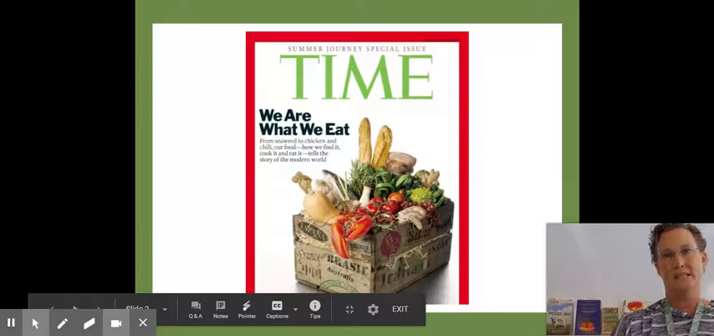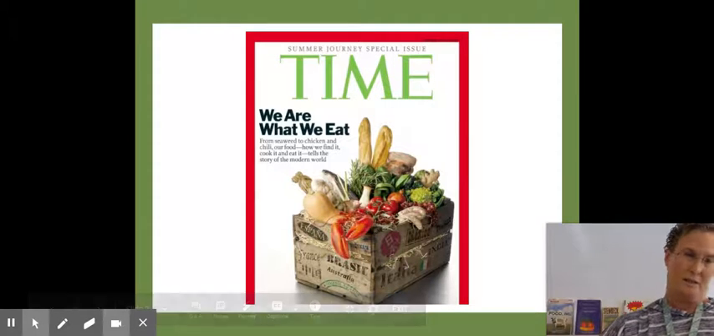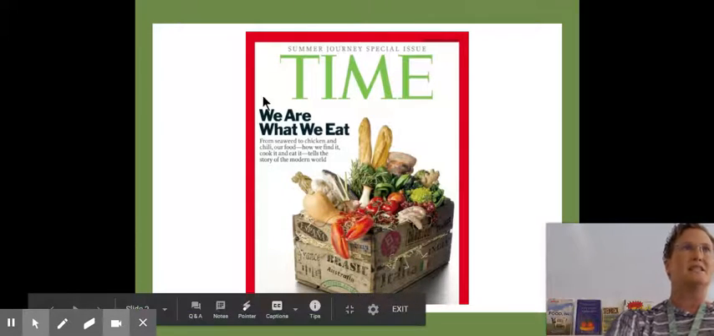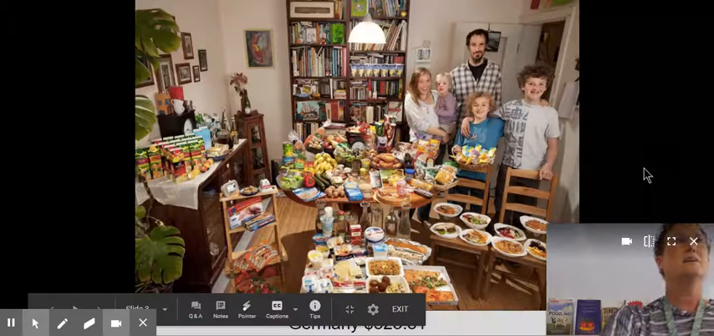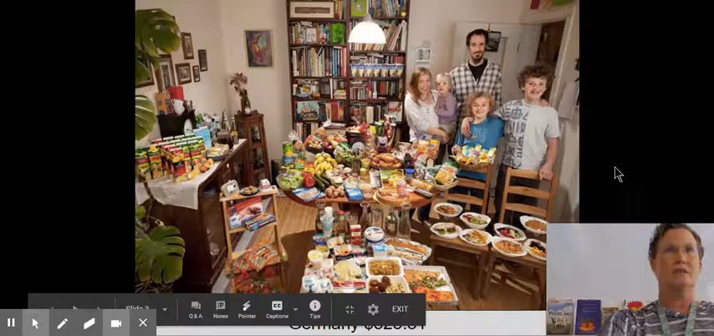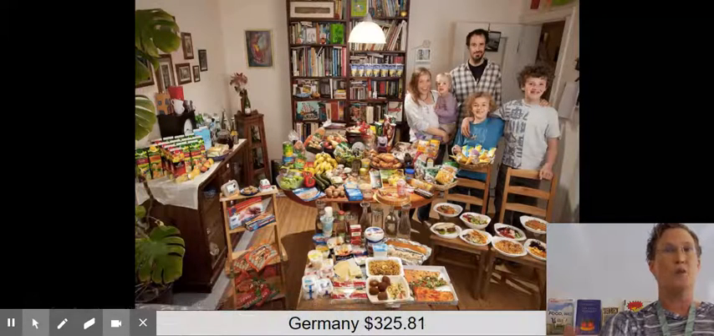So this is a picture of Time Magazine. We are what we eat, and it has some really fascinating pictures of different families. In Germany, this is a picture of a family in Germany and their weekly food budget. And so you can click through these.